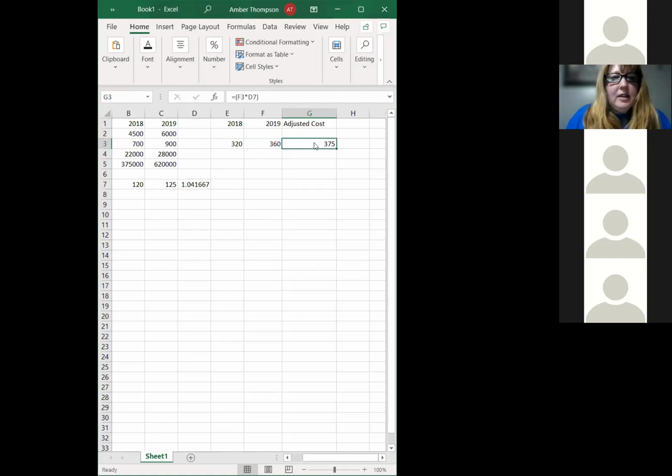Let's say, how did I get that? It's divided by $1.04. Round it up a little bit. Yeah, that looks much better. And so that's my actual adjusted cost. So if I was working on the same price index from 2018, this would be what it actually cost me.